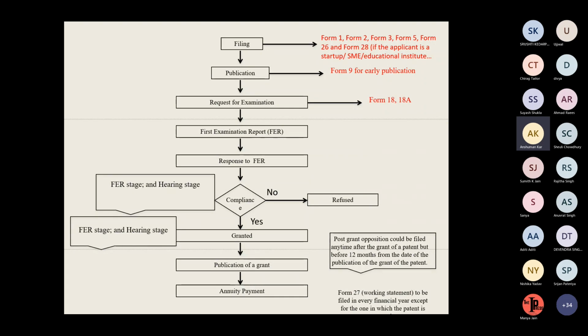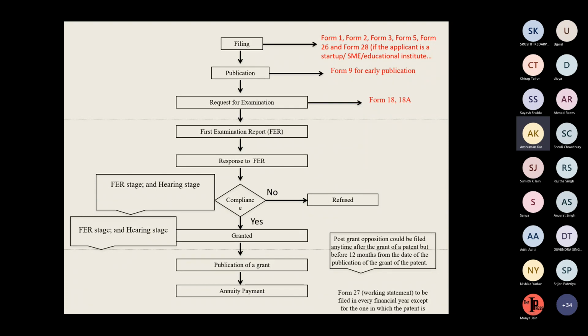And then Form 28, if it is a startup, SME, educational institute, or some research institute. Because they are given certain benefits regarding fee, regarding process, some privileges are there. So if you want to claim that, then you need to file that Form 28 also.